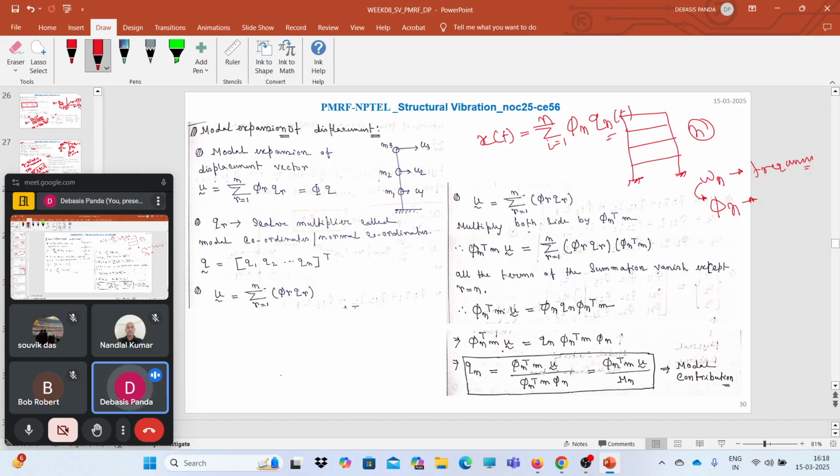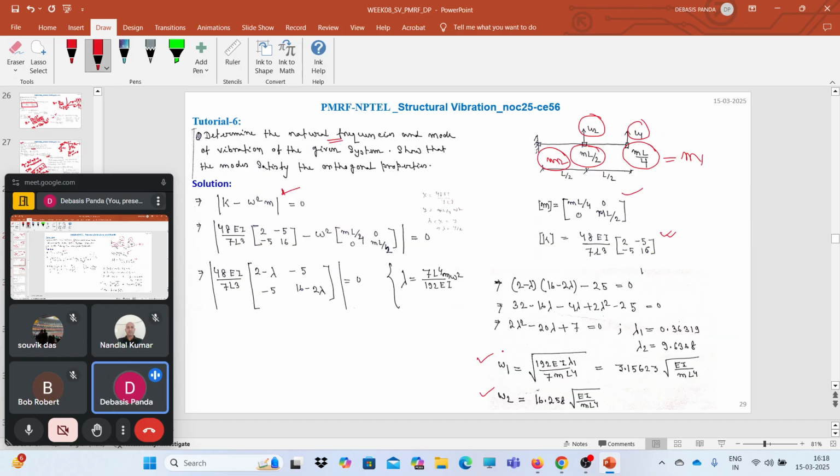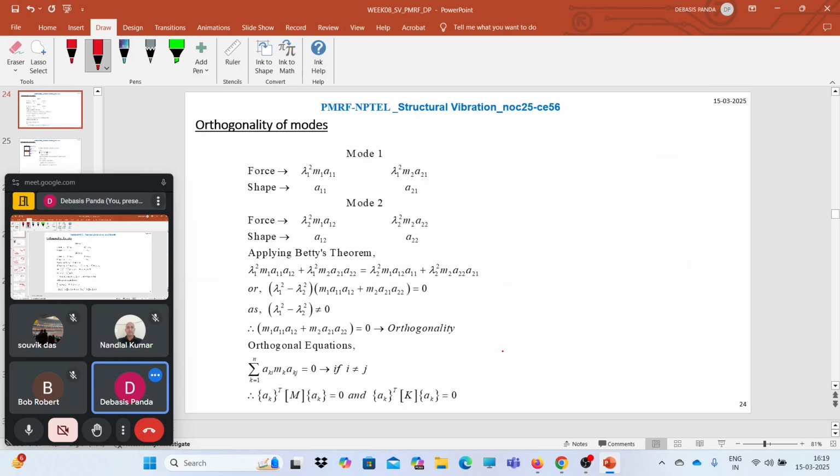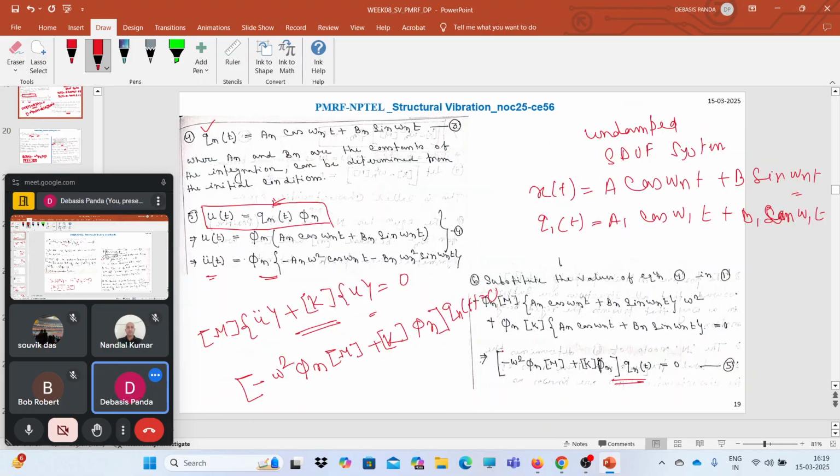So it's very helpful to find out the responses of a multi-degree of freedom system. We generally use this approach everywhere. Like I am solving the turbine considering a 21 degree of freedom system. So obviously I will look for the modal coordinates. In modal coordinates, I have written down the equation of motion. I have already explained this.